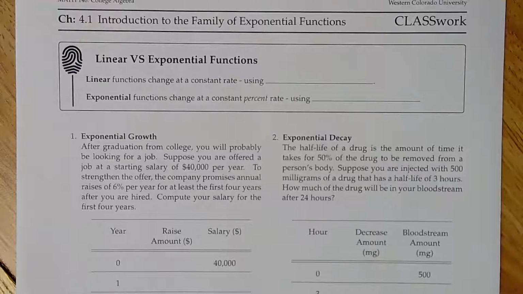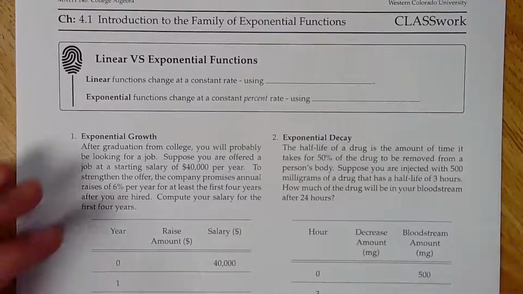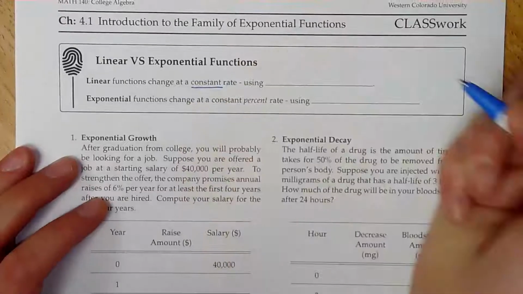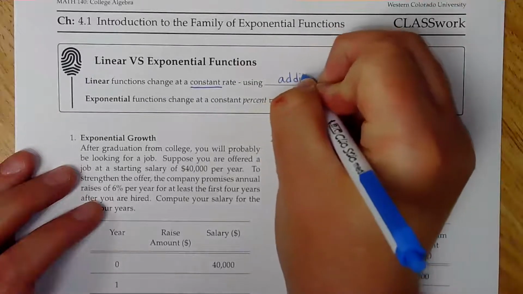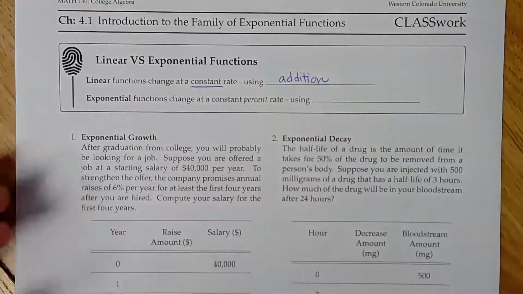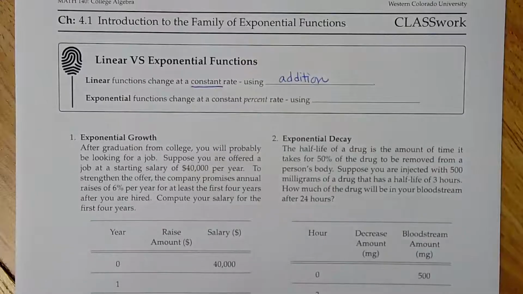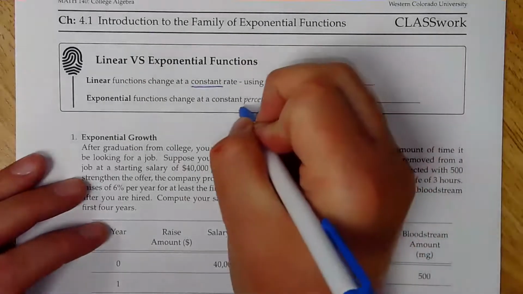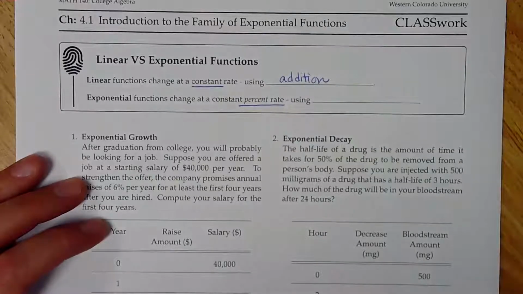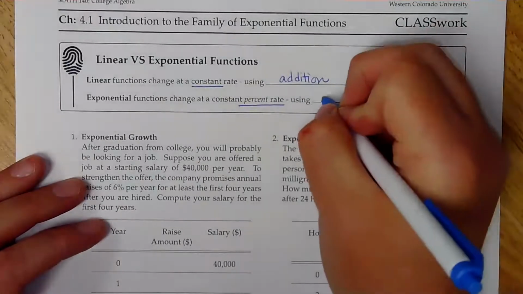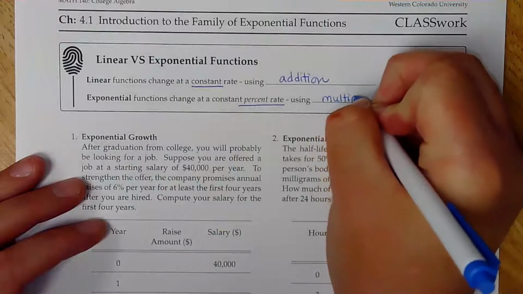So if you remember, a linear function changes at a constant rate. Okay? You can think of that as using addition or subtraction to get from one y value to the next y value. Exponential functions change at a constant percent rate. Okay, and so that percent that we're changing by means that we're using multiplication or division there.